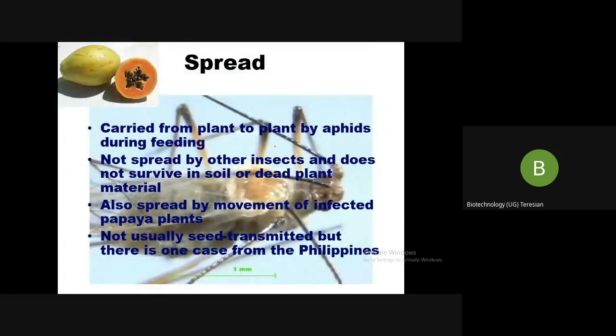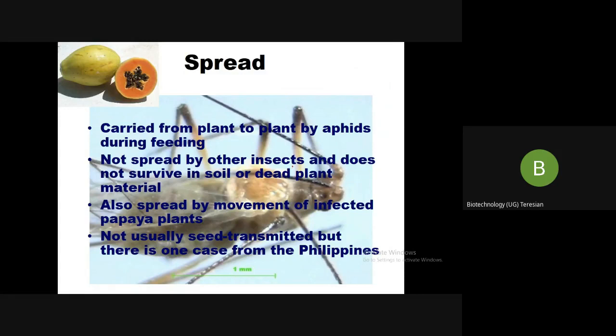It is carried from plant to plant by aphids during feeding. Aphids are the background picture you're seeing. When aphids feed on an infected plant, and then go and sit on another healthy plant and feed on that, automatically the saliva of the aphids carries the virus, and thus it spreads to the healthy plant. It is not spread by other insects and does not survive in the soil or dead plant material.